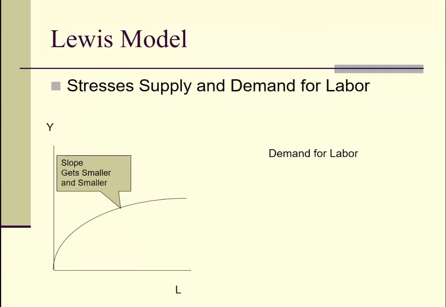I want to move on to the Lewis model. This is our third growth model of the day. And the Lewis model is going to talk about the supply and the demand of labor, and Lewis is going to recognize that labor is going to migrate from the agricultural sector to the industrial sector.